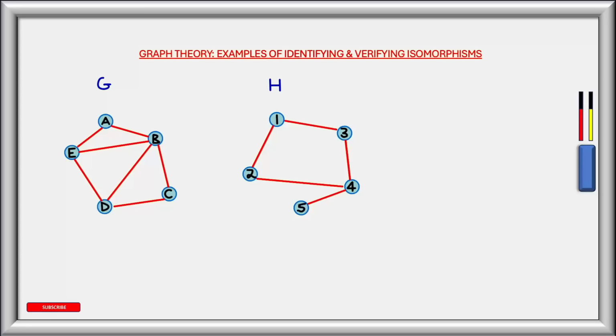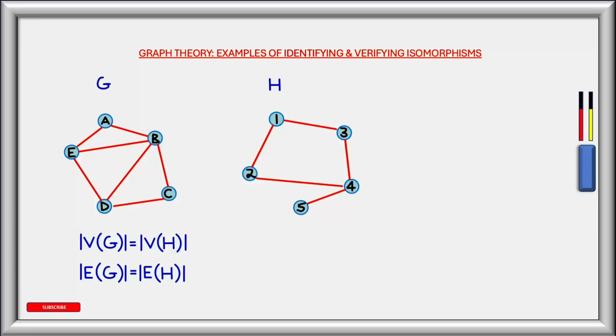In this example, let's check for an isomorphism between graphs G and H. As usual, if you'd like to play along, pause the video now. We first need to demonstrate that the number of vertices in graph G is equal to the number of vertices in graph H, and that the number of edges in graph G is equal to the number of edges in graph H. And so beginning with vertices, in graph G we have 1, 2, 3, 4 and 5.